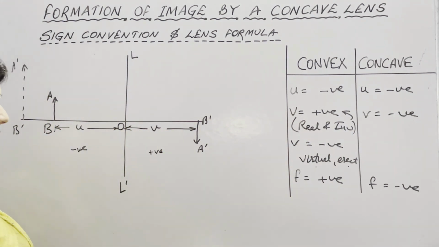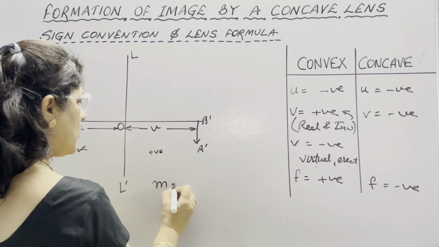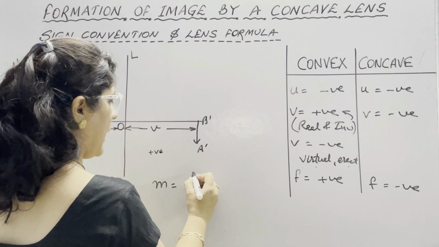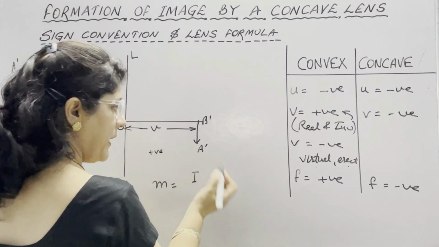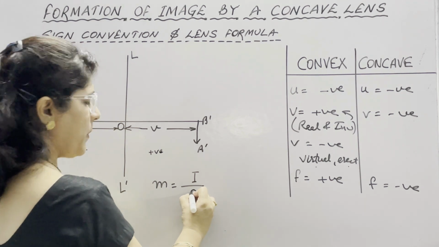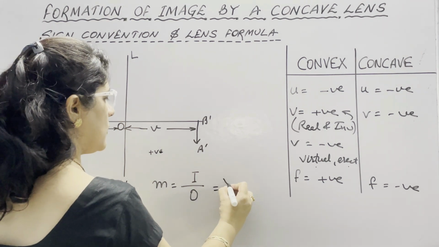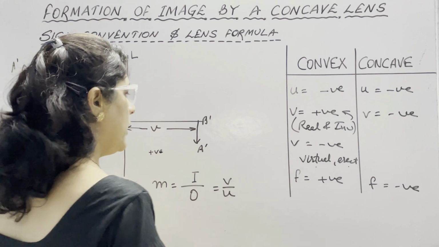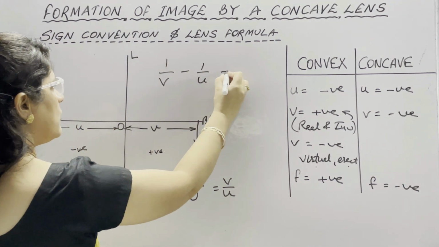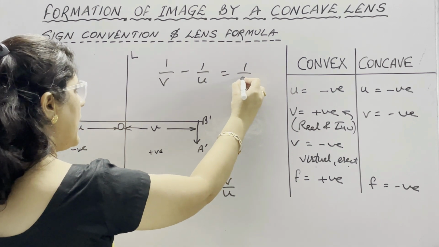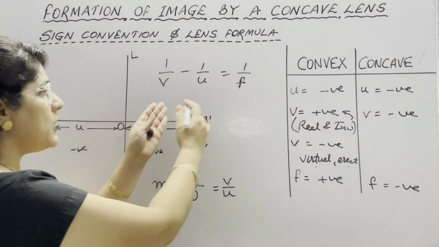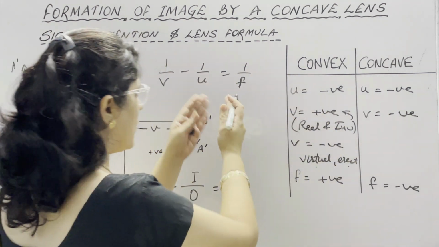Now coming to magnification. Magnification is the ratio of the image. It means I, the length of the image perpendicular to the principal axis, and the length of the object O perpendicular to the principal axis, and it is also equal to v upon u. Now what is the lens formula? It is 1 upon v minus 1 upon u is equal to 1 upon f. And it is in this formula where you need to put these sign conventions very carefully.